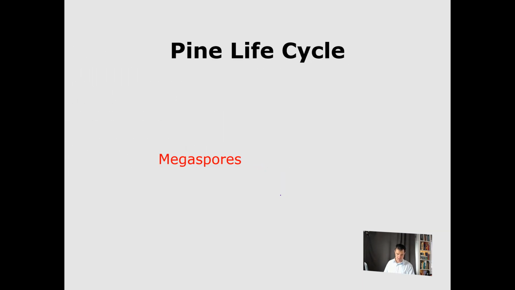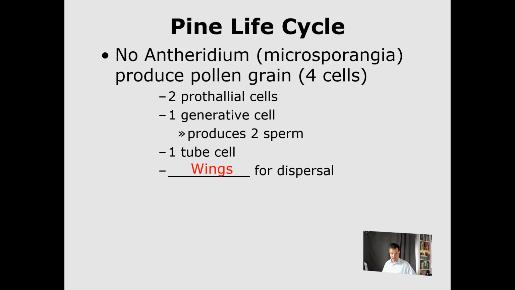If we talk about the male, first of all, remember the male has no antheridium in it, and really the difference there is because it lacks the protective cells. So there are still the structures that produce a sperm. That's called the microsporangia, but we say it no longer has an antheridium because it lacks the protective structures of it. So that microsporangia will produce a pollen grain, which will be 4 individual cells. And those cells end up being 2 what we call prothallial cells, 1 generative cell, and that 1 generative cell is going to produce 2 sperm.